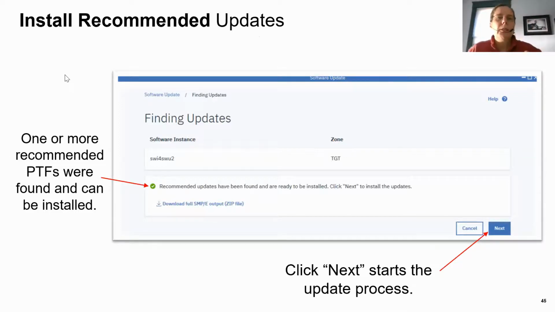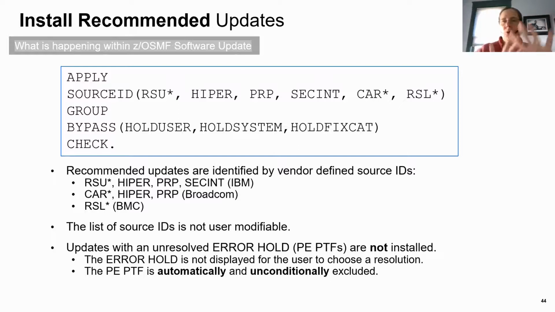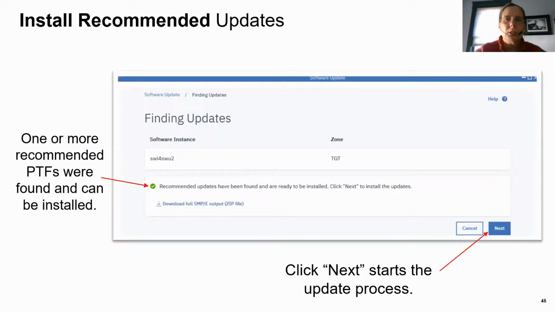Okay, so this is what's happening under the covers. It's going to the IBM recommended, it's doing the Broadcom recommended, it's doing the BMC recommended, and it's telling you, excluding the PEPTFs unconditionally. It says, I found some recommended fixes that I'm going to put on in this target zone. They're ready to be installed. Let's go to the next.